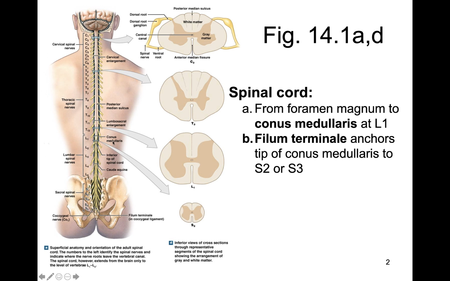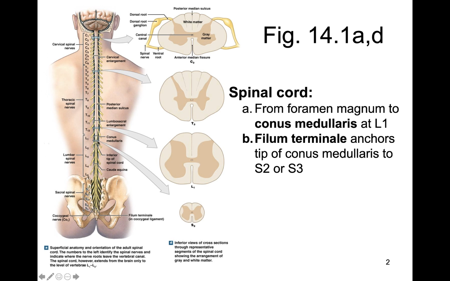Then we have a few more terms. This is called the conus medullaris, and this is located at the L1 vertebra. So this is where you have the first lumbar vertebra. That's where you have the conus medullaris. And that's because, as I said earlier, the spinal cord extends from the foramen magnum to L1. So when it comes down here, it tapers. The spinal cord tapers, and it forms a cone-shaped tip, and that's called the conus medullaris.